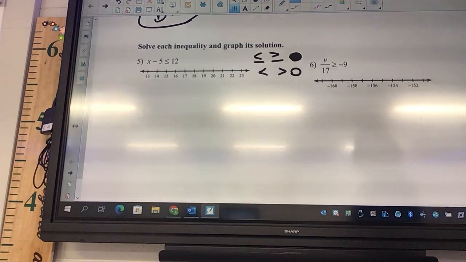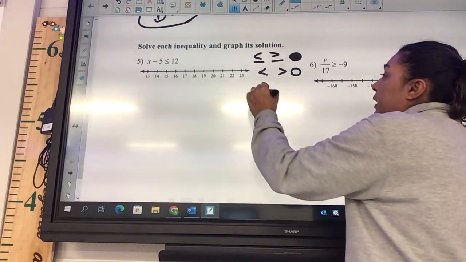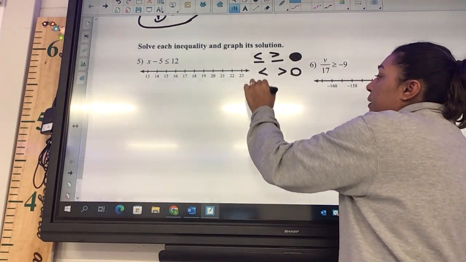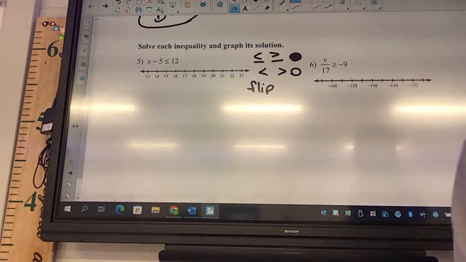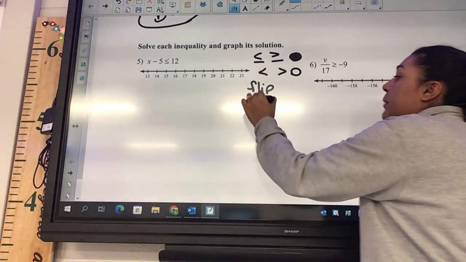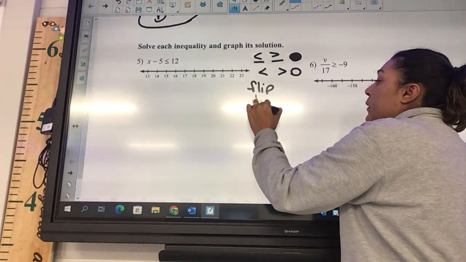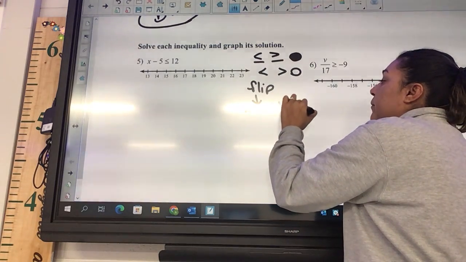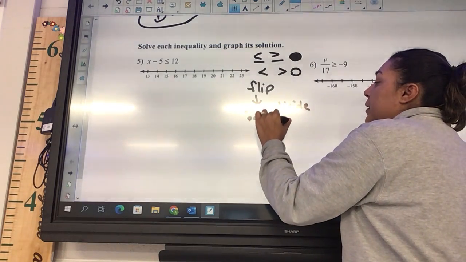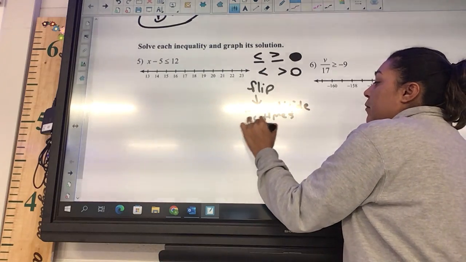Okay. And then lastly, so you don't forget, when do you need to flip the sign? When you're dividing or multiplying. Yep, so we're going to flip when we divide or times by a negative.